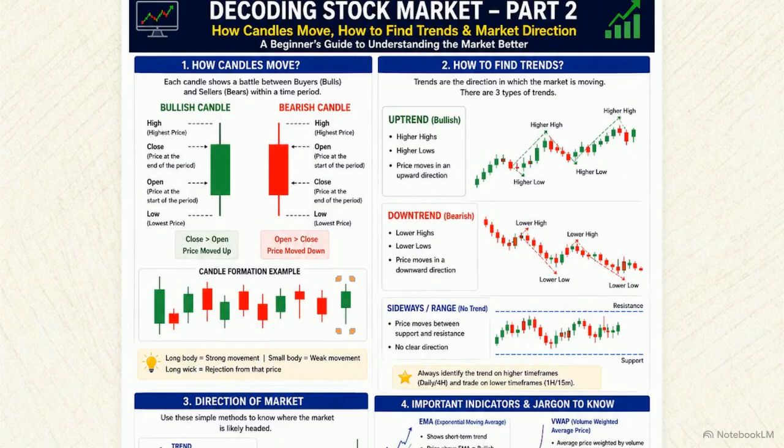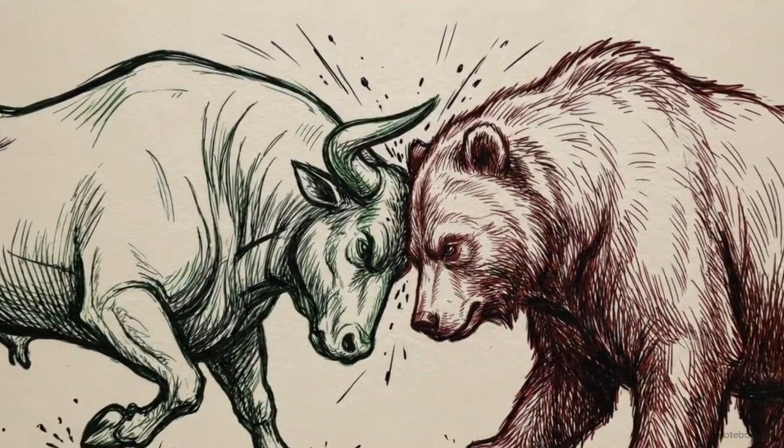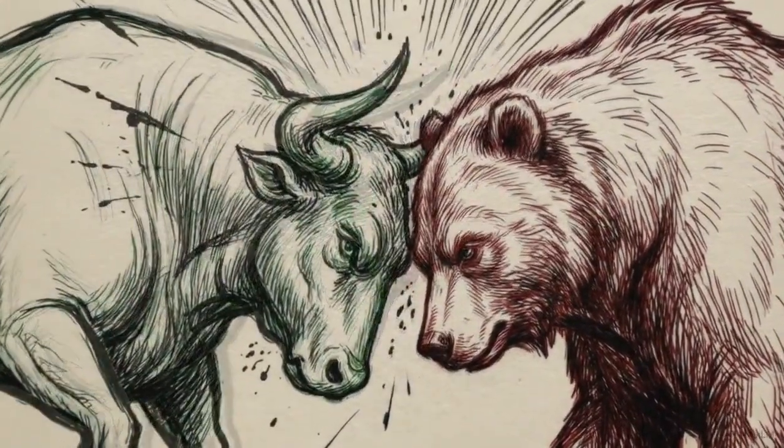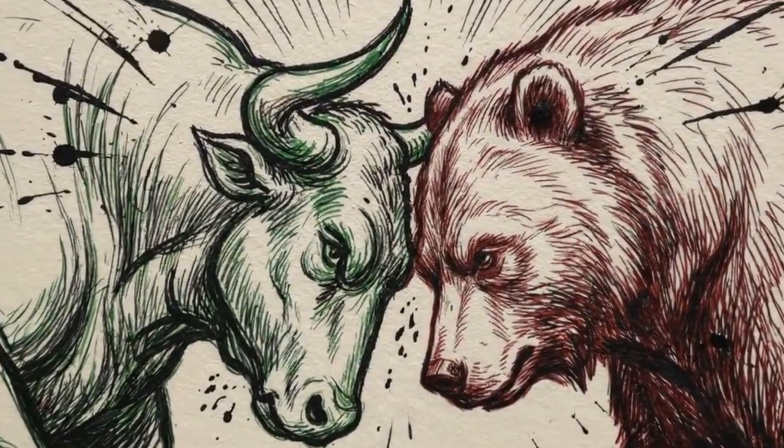The thin wicks reveal a different story. A long wick indicates price rejection, showing that while the market tried to reach a certain level, the opposing side pushed back with enough force to reverse the momentum. By reading these candles, we can see exactly who is winning the struggle for control at any given moment.